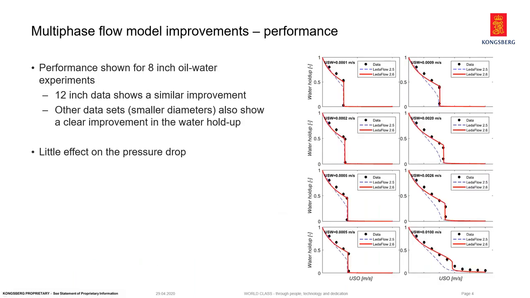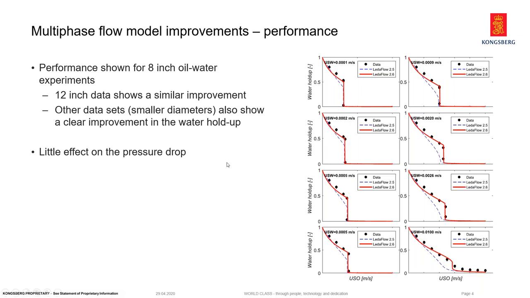Then looking at the performance, this is the performance shown for 8-inch oil-water experiments. What you can see here in the dotted line in blue is the performance of LedaFlow 2.5. The red line is the performance of LedaFlow 2.6. And the black dots with small error bars are the experiments. You can see that there's a good improvement going to LedaFlow 2.6. We're capturing nicely where the discontinuous transition is in the water holdup. And overall, we just predict the water holdup a little bit better than in LedaFlow 2.5.